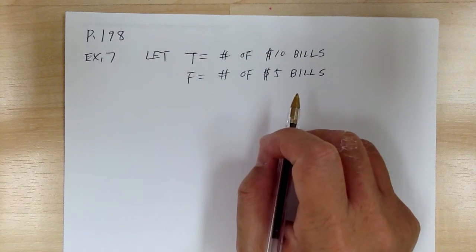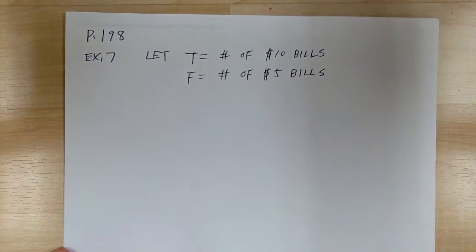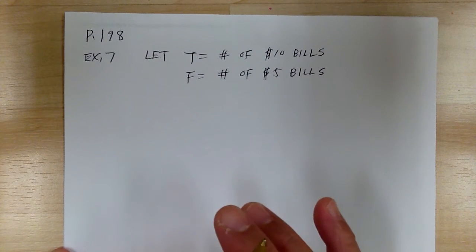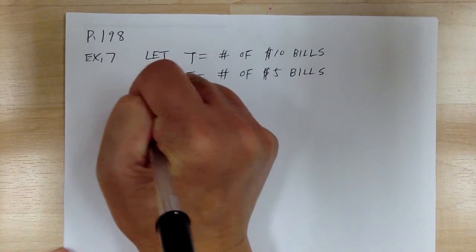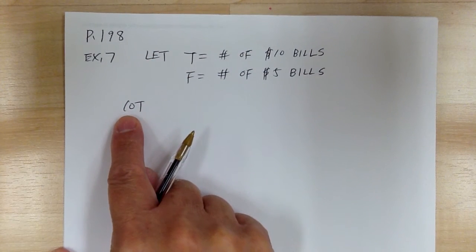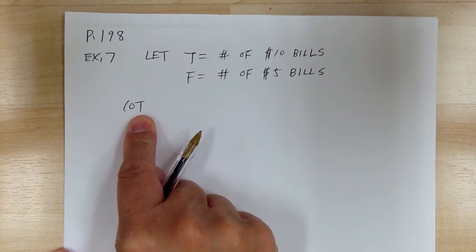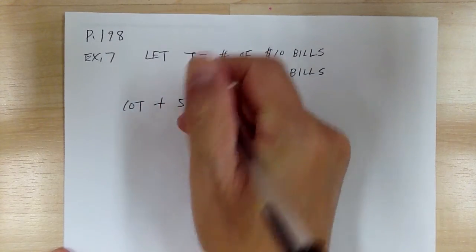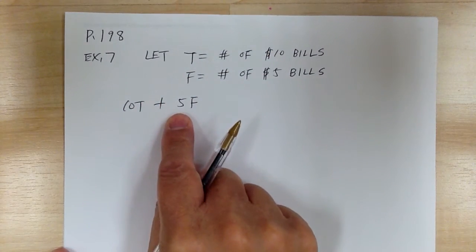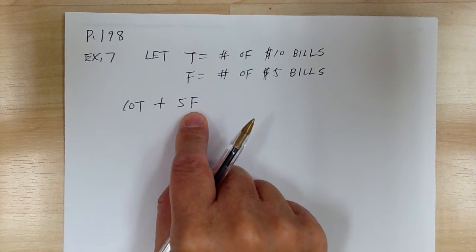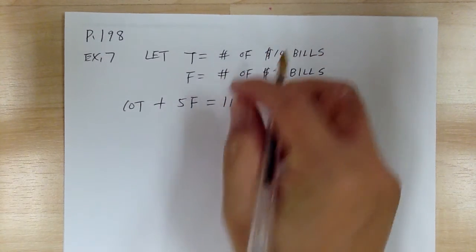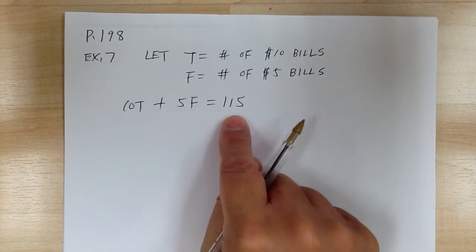It says Pete has $115. So that's how much money, that's the value. To get a value, you apply what you know from the previous lesson: you get 10t because each bill is worth $10. So it's $10 for each bill times the number of bills, which gives you the value of the $10 bills, plus 5f. This is $5 for each bill times the number of $5 bills, and this will give you a total of $115. So this is the equation based on the value.